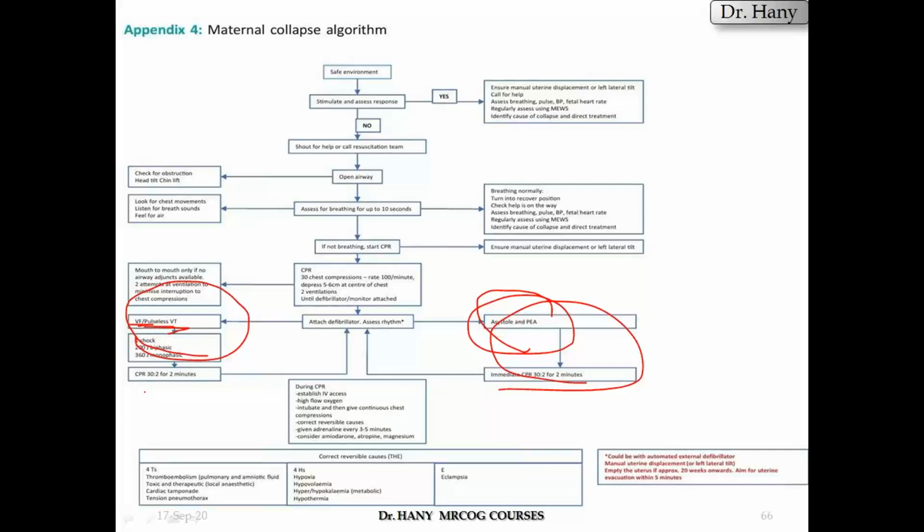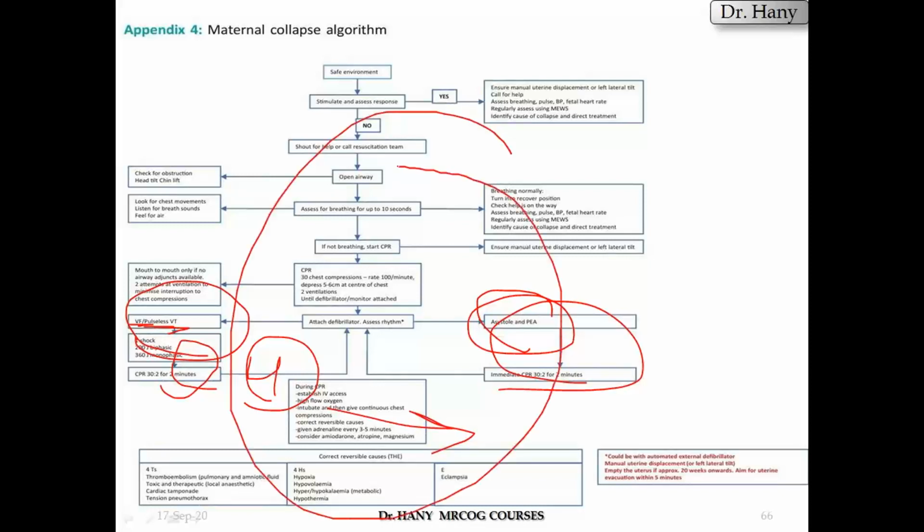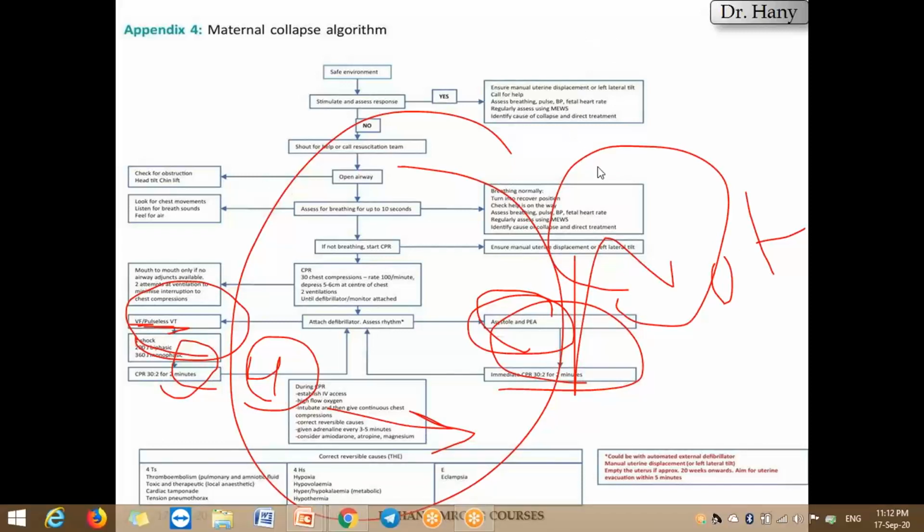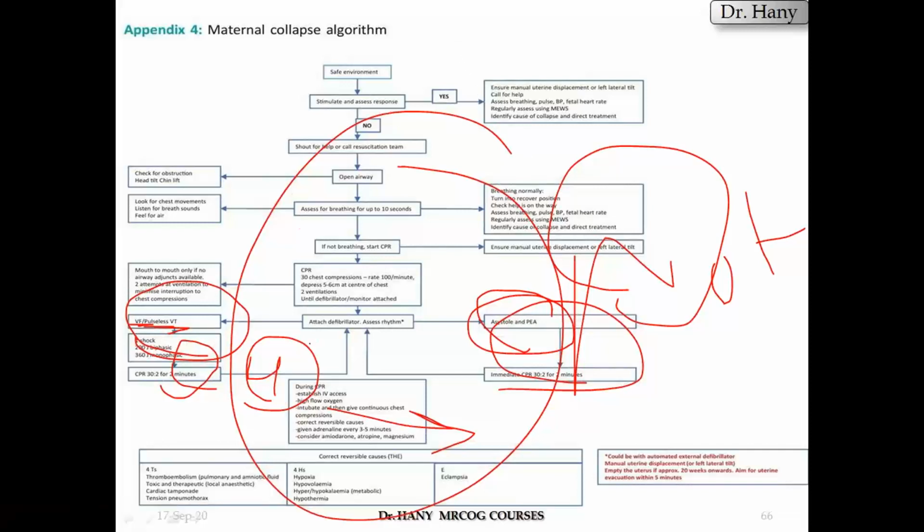If you complete 2 cycles, meaning 4 minutes, you will go for the perimortem cesarean section. You will start at 4 and finish by 5. Why? For the mother's life, not for the baby. You are seeking the mother's life. So within 4 minutes, if the woman is not responding, start the perimortem cesarean section. Why? It will improve the woman's resuscitation. I am not thinking about the baby at all.